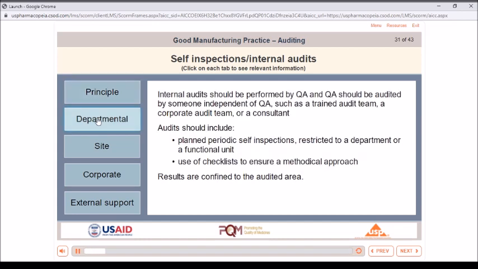Departmental. Internal audits should be performed by QA, and QA should be audited by someone independent of QA, such as a trained audit team, a corporate audit team, or a consultant. Audits should include planned periodic self-inspections, restricted to a department or a functional unit, with use of checklists to ensure a methodical approach. Results are confined to the audited area.